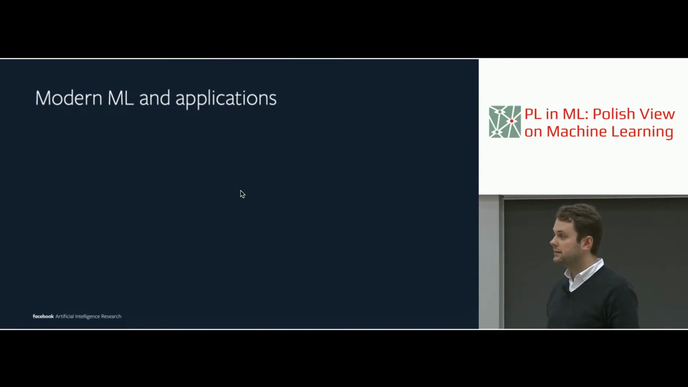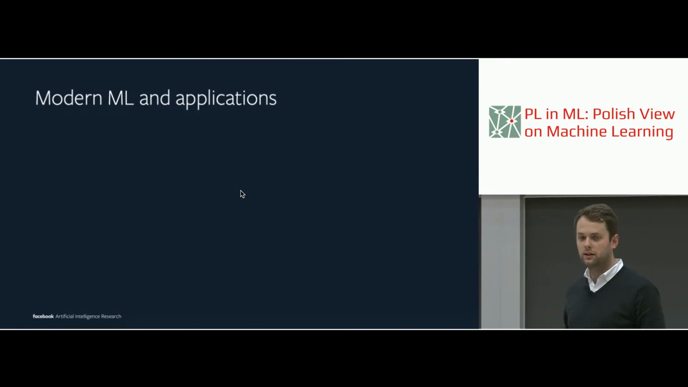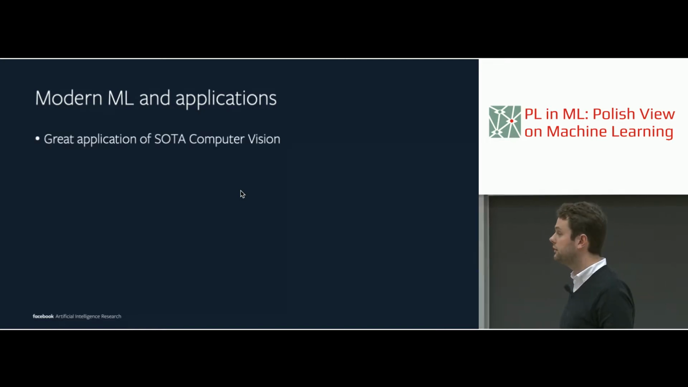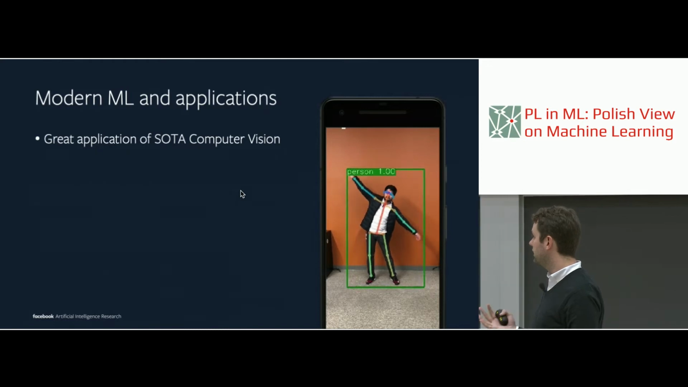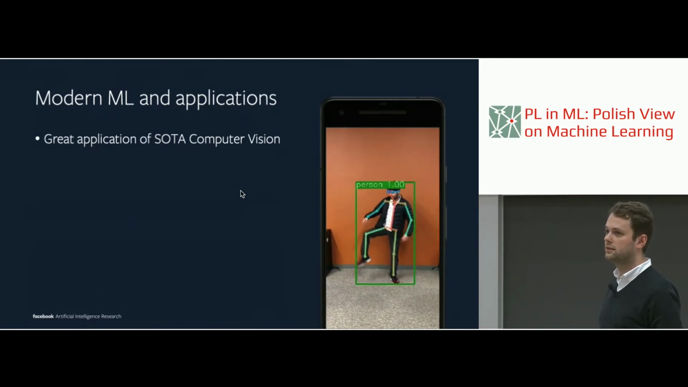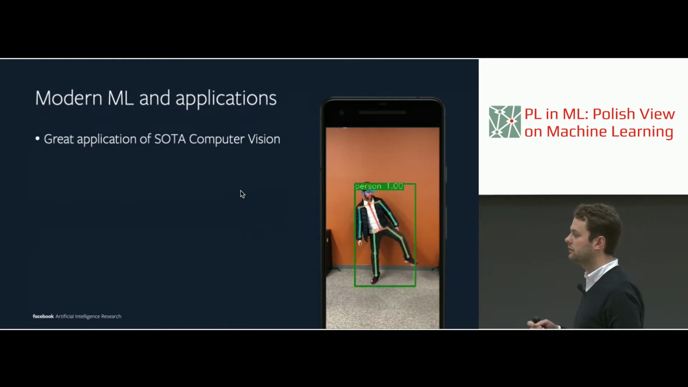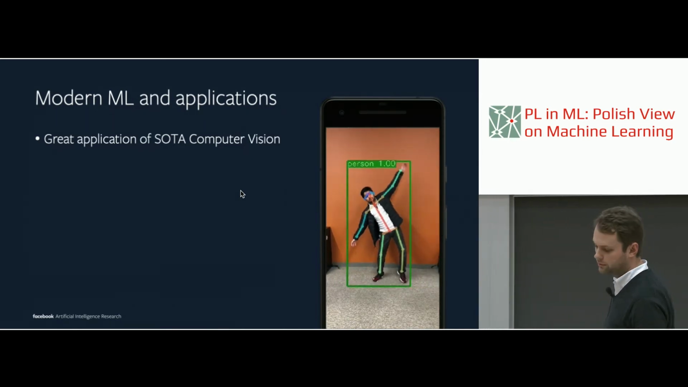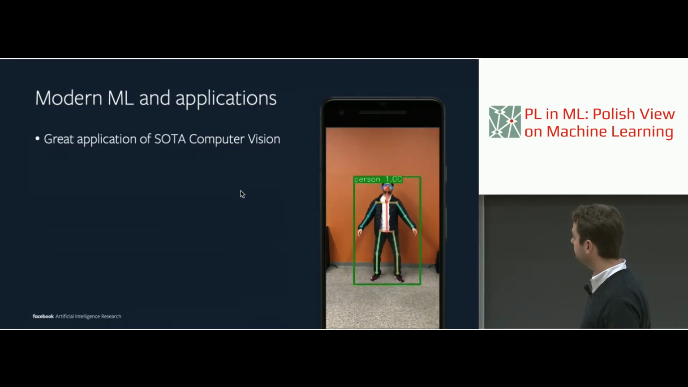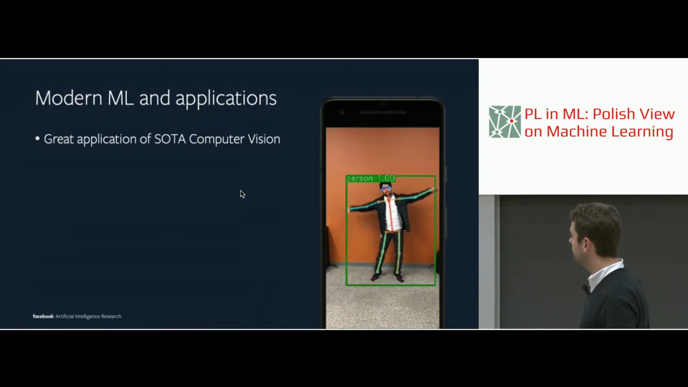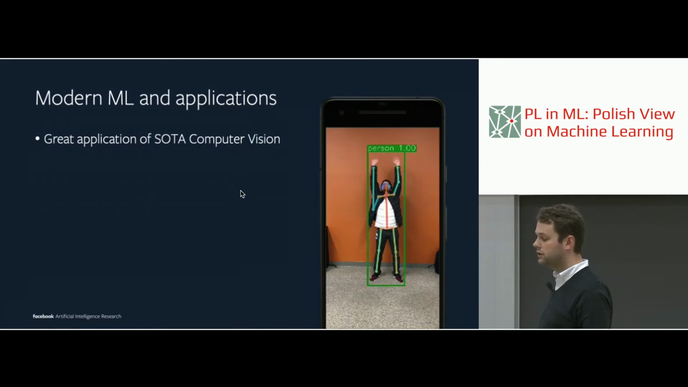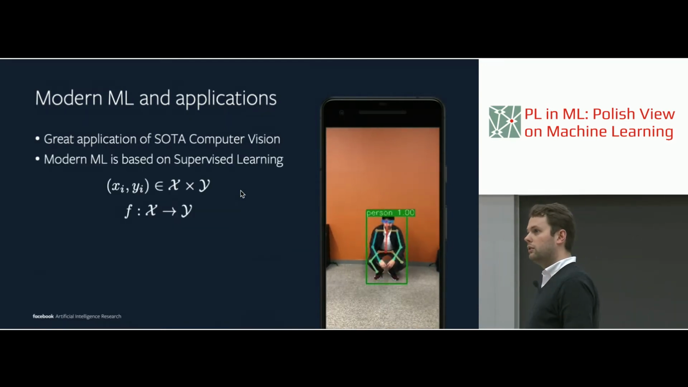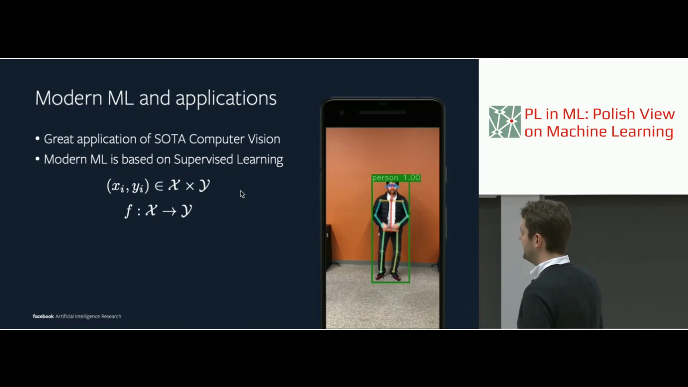So nowadays, we see a lot of amazing applications of machine learning. For instance, state-of-the-art computer vision models nowadays can run on mobile devices, detect people, find the posture, and do that in real time on pretty small hardware. I think these recent advances in machine learning and computer vision are really amazing. However, they are always based on supervised learning.